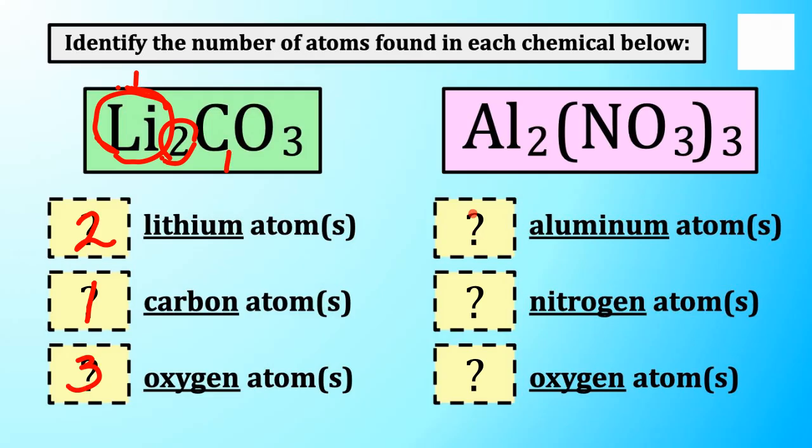Aluminum, the subscript makes this 2. Okay, so the nitrogen at 3 times 1 gives it 3, and 3 times 3 gives it 9.